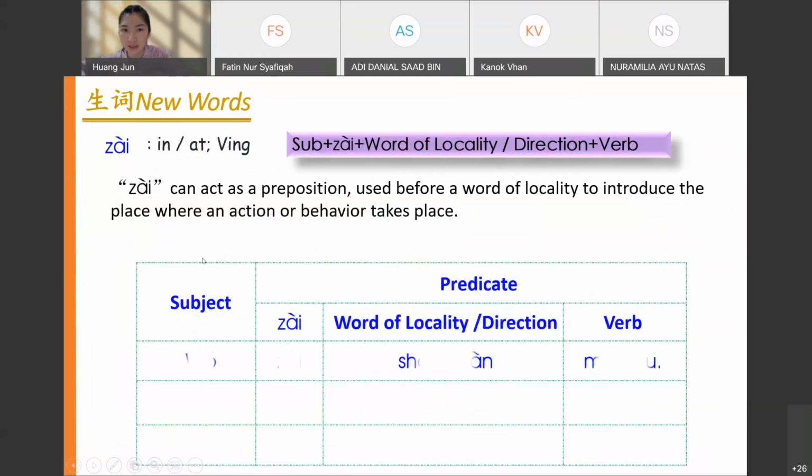When we're talking, this sentence pattern is used to show someone doing something somewhere. For example, let's look at the example sentence: 我在商店买衣服。买衣服 means buy clothes, a new word in lesson 5. 我 means I, so the subject is I. So, I buy clothes at the shop. In English, you will say I buy clothes at the shop.